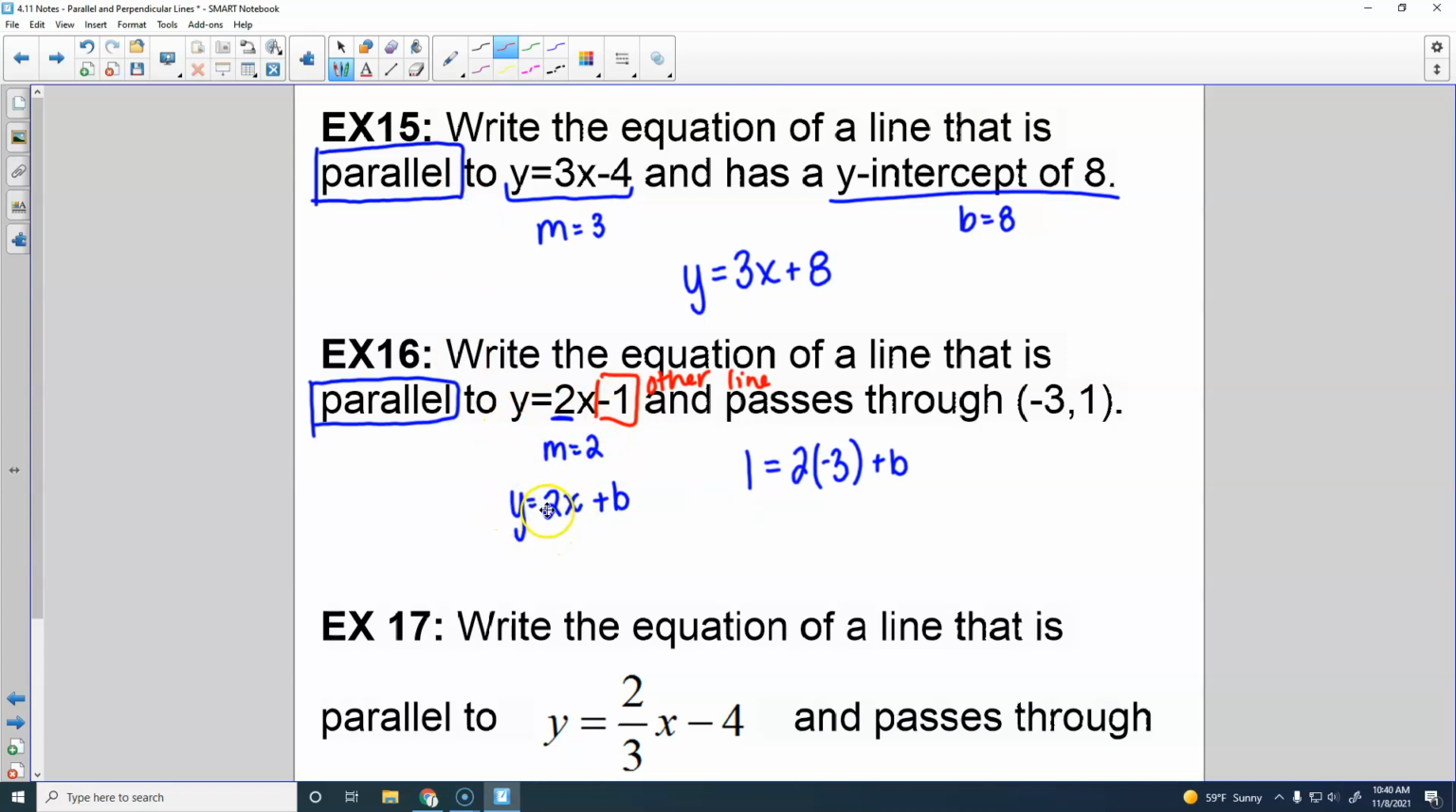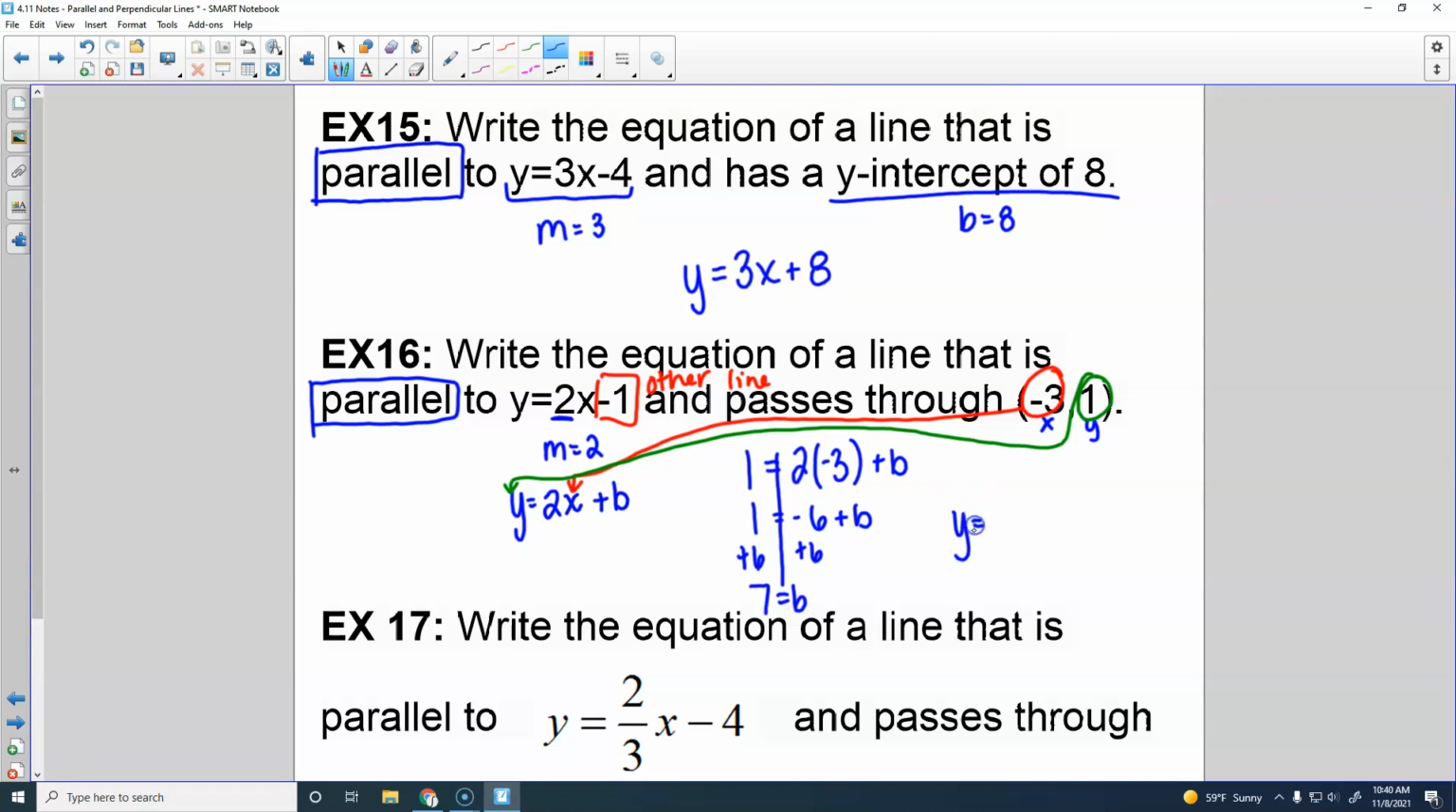We take y equals 2x plus b. We use the point over here. This is my x coordinate. This is my y coordinate, so that x goes right over here where the x is at. The y goes right over here where the y is at. And we don't use that other number at all. So 1 equals negative 6 plus b. And then we need to solve for that b, so we're going to add the 6. So we'll get 7 for our y-intercept. So Ayla, what's the equation of that line going to be?